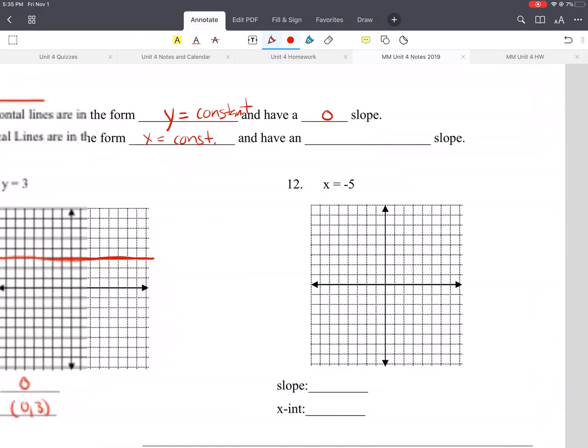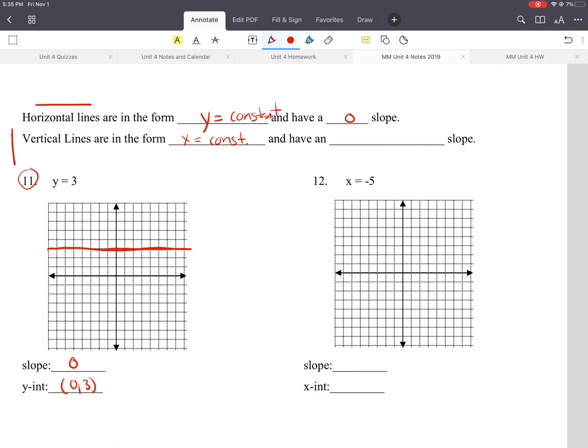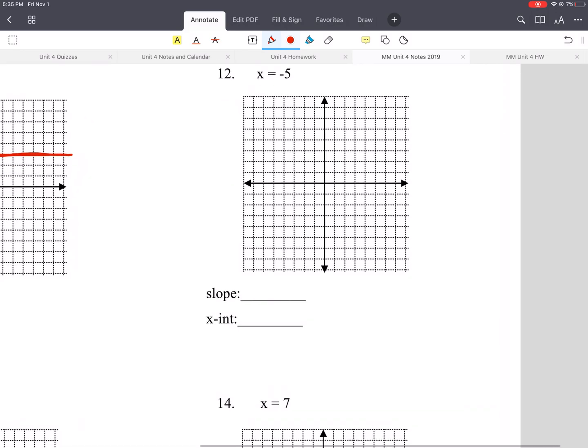Okay, going back to vertical lines, a vertical line is something that goes up and down, and has the form x equals a different constant. Okay, so it has an undefined slope. So we'd do the same thing. Slope here would be undefined. X-intercept would be -5, 0, because x goes first, x, y. And that would be -5, which I think is right here. And it would be a vertical line.